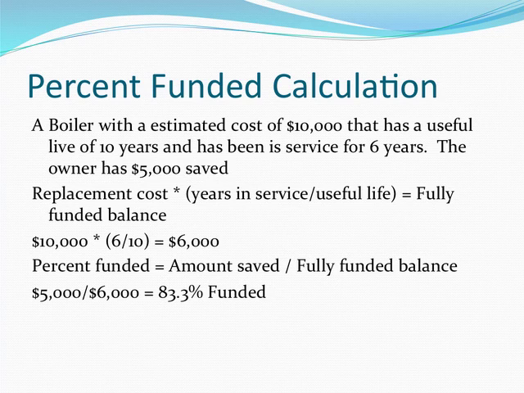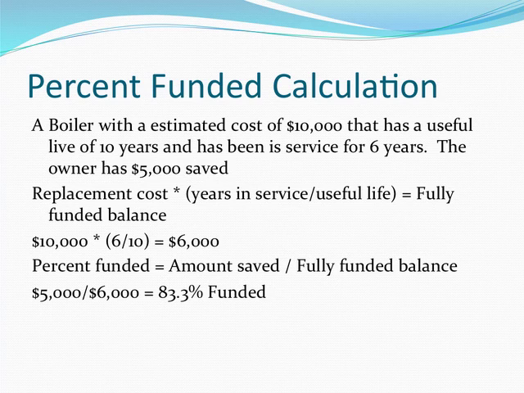In this example, we will use a boiler with an estimated cost of $10,000 that has a useful life of 10 years and has been in service for 6 years. The owner has $5,000 saved for the boiler's replacement. The replacement cost multiplied by the number of years in service divided by the useful life gives you the fully funded balance. So $10,000 times 6 divided by 10 is equal to $6,000.